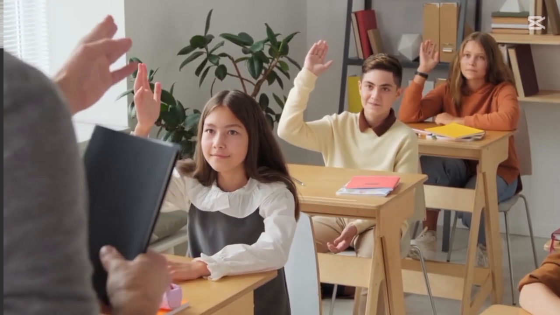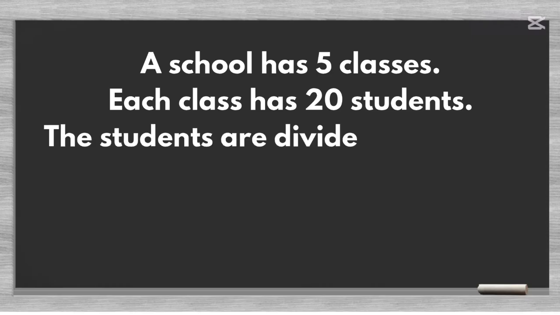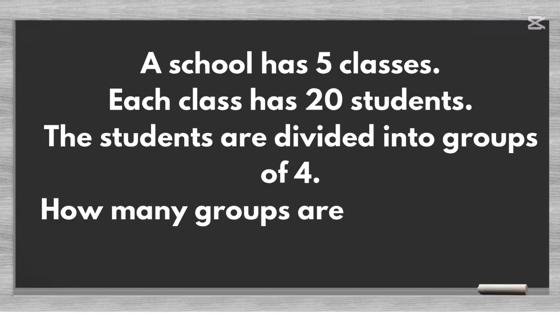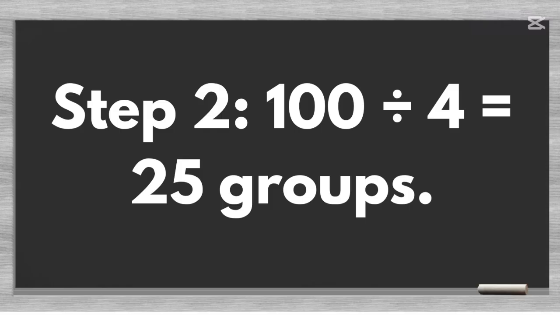Now let us try one that uses both multiplication and division. A school has 5 classes. Each class has 20 students. The students are divided into groups of 4. How many groups are there in total? Step 1. 5 times 20 equals 100 students. Step 2. 100 divided by 4 equals 25 groups.